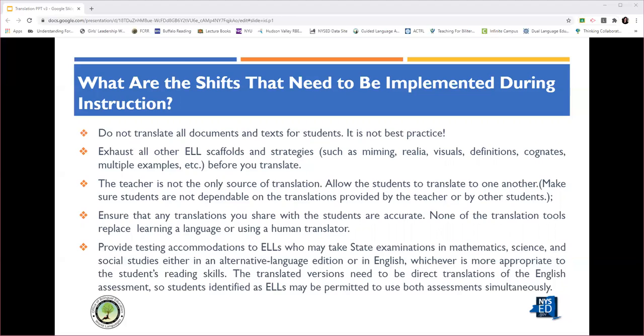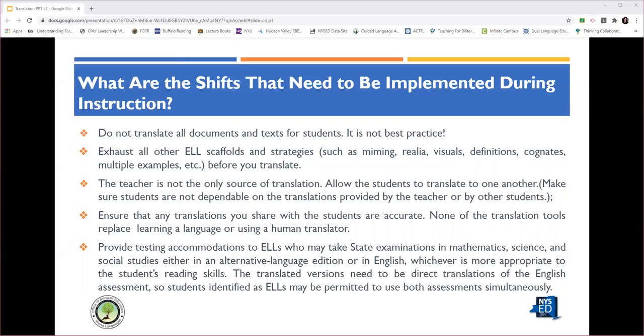The teacher is not the only source of translation. Allow the students to translate to one another. Make sure students are not dependent on the translations provided by the teacher or by the students. You also don't want to put that pressure on the student who's doing the translation. You want to ensure that any translations you share with students are accurate. None of the translation tools replace learning a language or using a human translator.